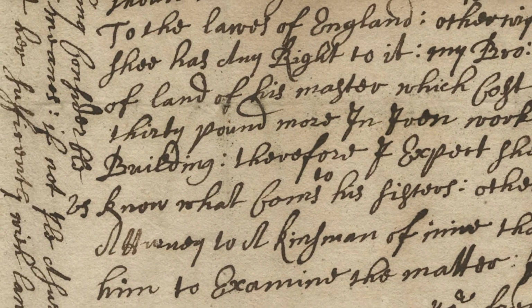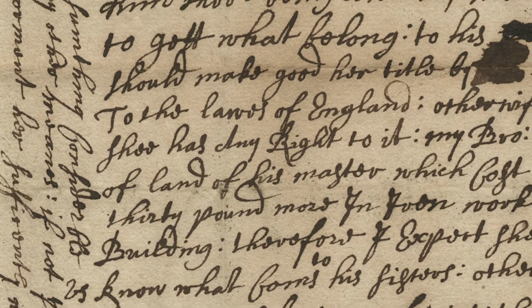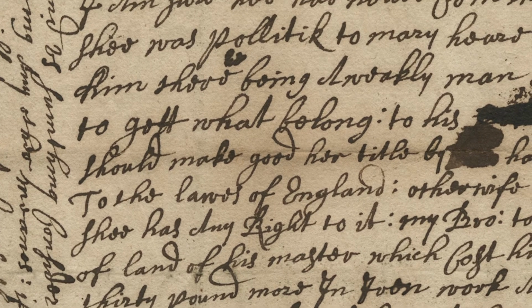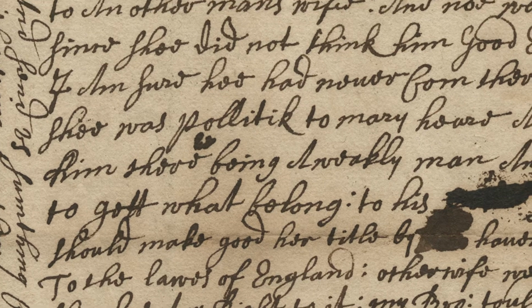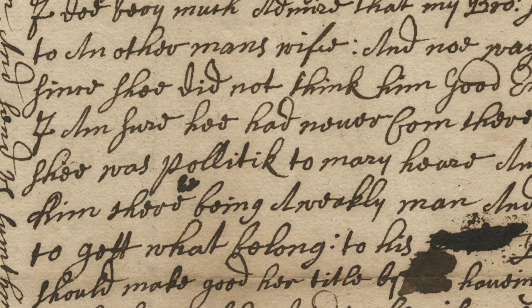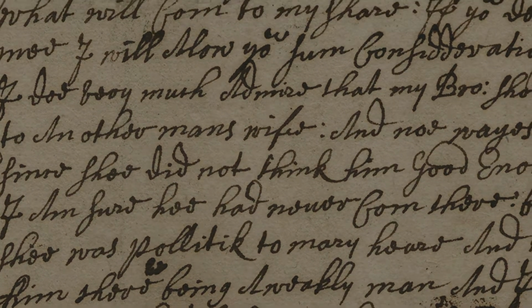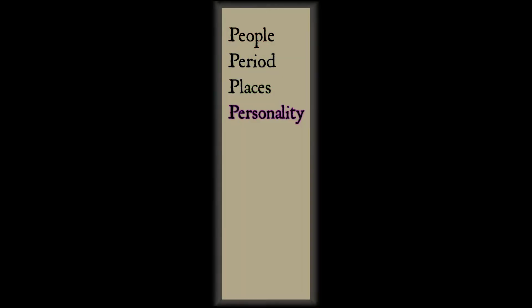To begin, do not start transcribing right away. Instead, start with a brief scan to identify the document's different contextual elements. Who is sending and receiving the document, where they might be in the world, the time in which they were writing, and any other factors that might impact the document. In short, you want to identify the document's people, period, places, and personality.